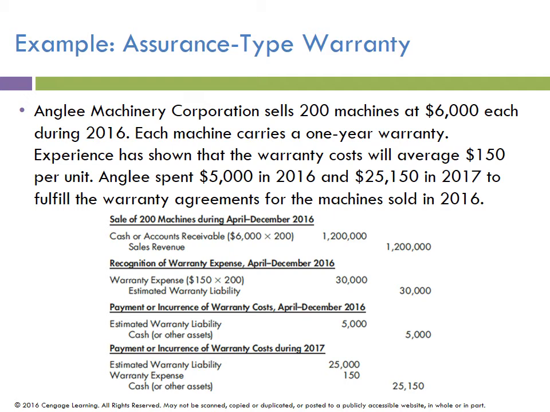In the following year, they'll debit estimated warranty liability $25,000, the remaining amount that was accrued in 2016, debit warranty expense for the excess of $150, and credit cash for $25,150. So the point is that even if it's probable, you still estimate and record the expense and the liability for a warranty, the assurance type, in the year of sale.